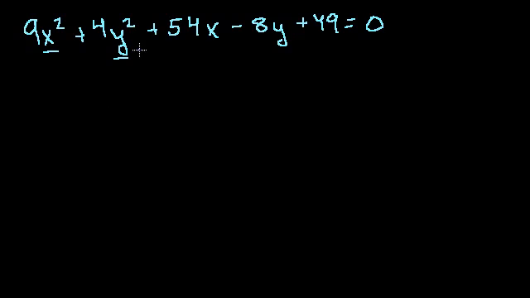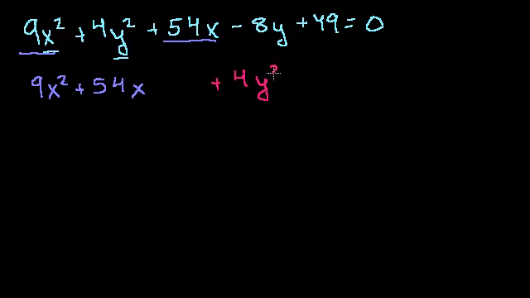The first thing I like to do to complete the square, and you're going to have to do it for the x variables and for the y terms, is group the x and y terms. Let's see. The x terms are 9x squared plus 54x. And let's do the y terms in magenta. So then you have plus 4y squared minus 8y.